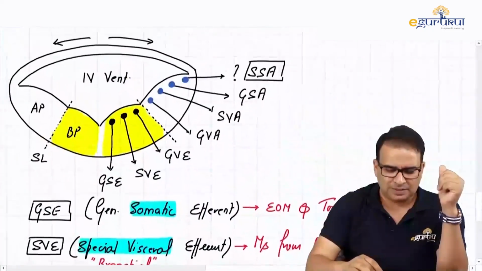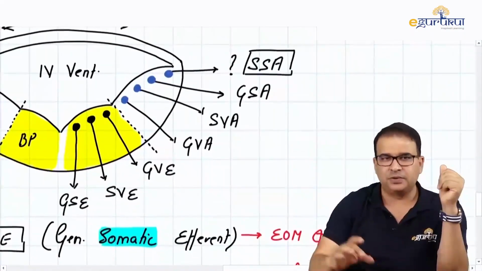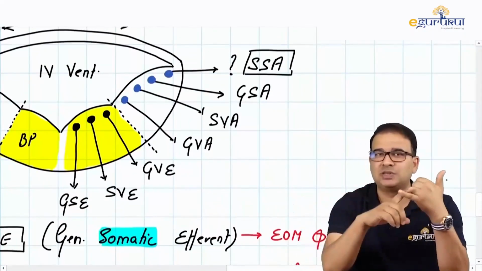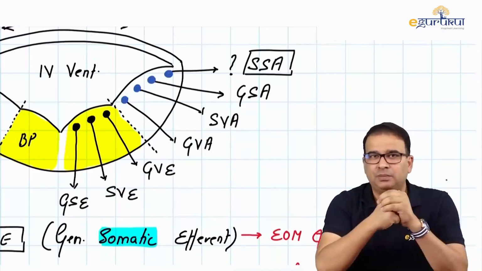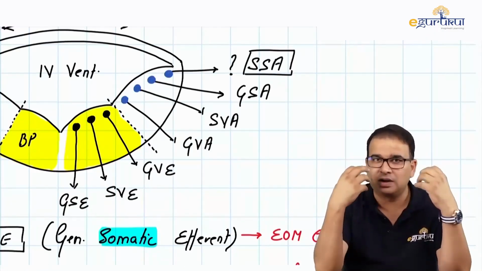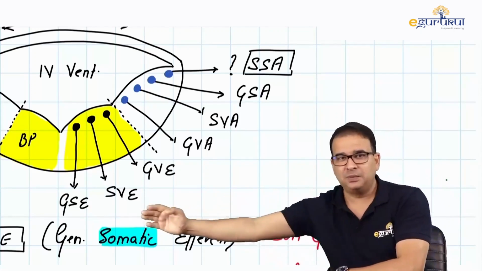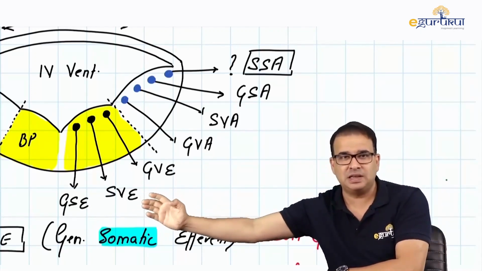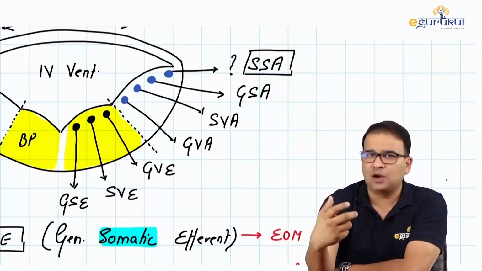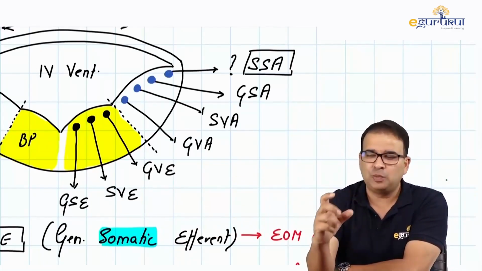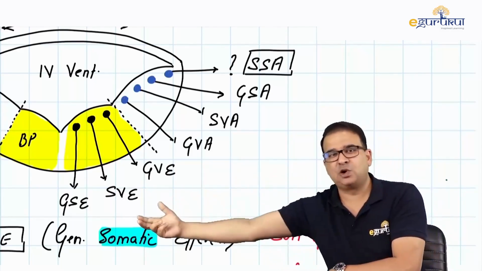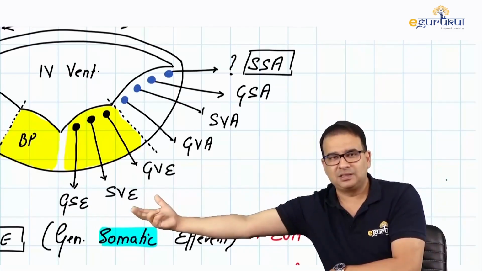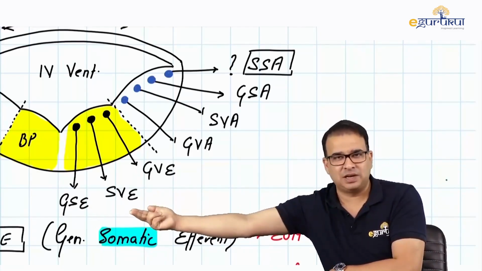Before we put them in the brainstem, let's have a very quick recap on this, guys. The first we said is GSE. GSE is general somatic efferent. The word somatic is for the body wall, the muscles which are extraocular and tongue muscles coming from the somites. Then we said SVE, special visceral efferent. Special visceral, as I said, although it is a misnomer, you have to remember that it corresponds to the pharyngeal arches, the branchial arches. That's why it is also called branchial efferent. And this supplies all the muscles derived from the pharyngeal arches.